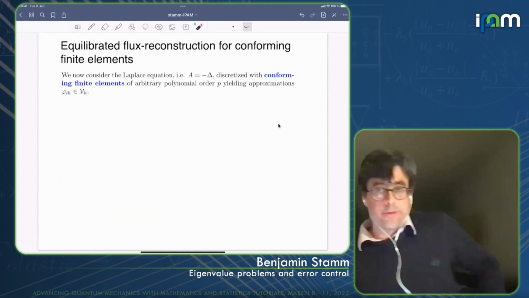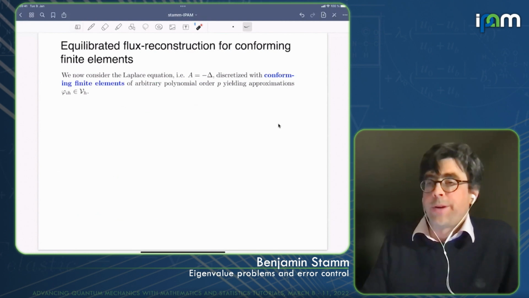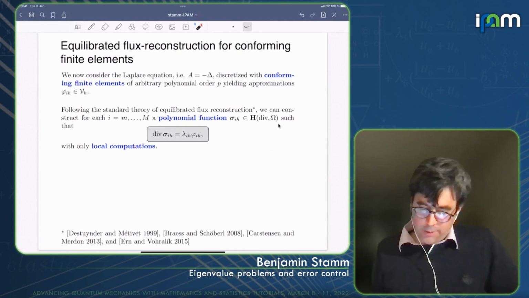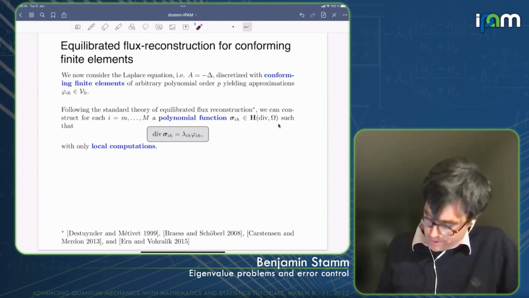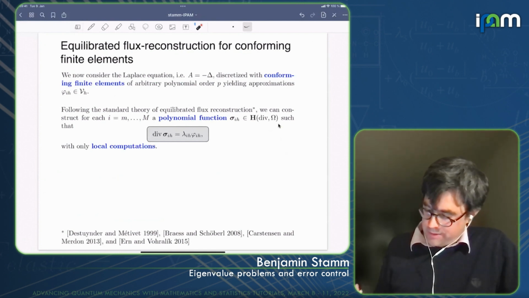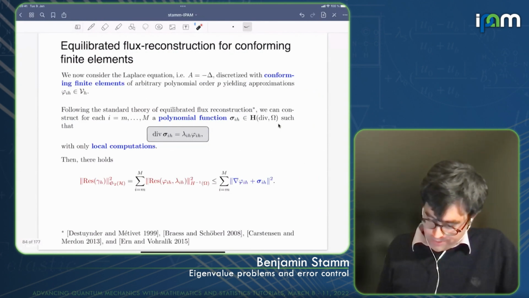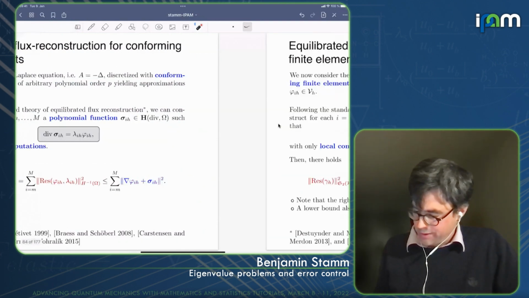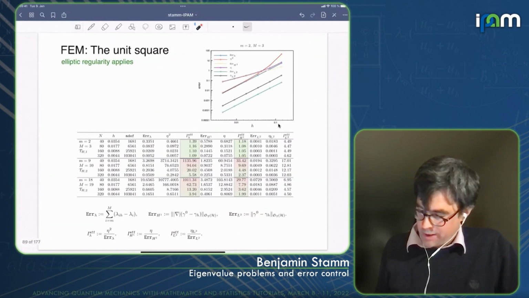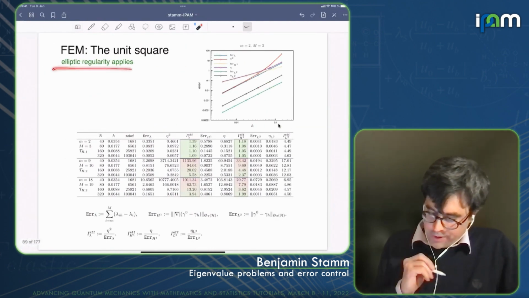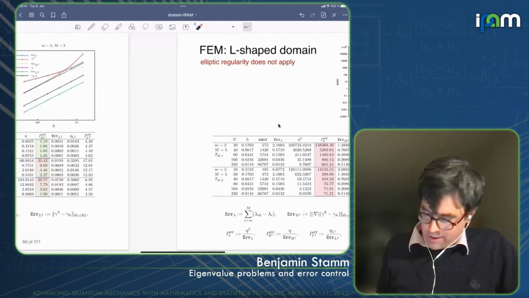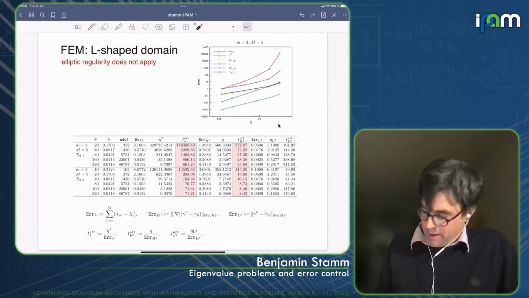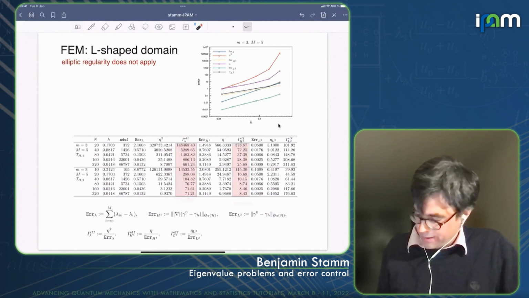In finite elements, while looking at the time, I'm skipping finite elements. You can also do it, but it's a bit more tricky. You need a technique that is called equilibrated flux reconstruction. You can estimate the residuals. That's the challenging term to estimate, and you can do that with some computational bounds here. I'm skipping this part. You have a similar result, and the point is, if you have elliptic regularity, then things are nice. If you don't have elliptic regularity, because, for instance, your domain is not convex, then you suffer as well.